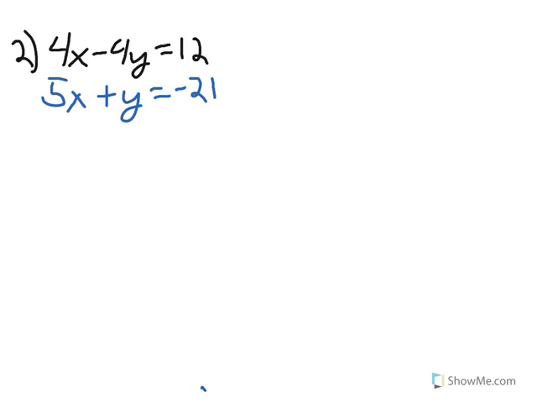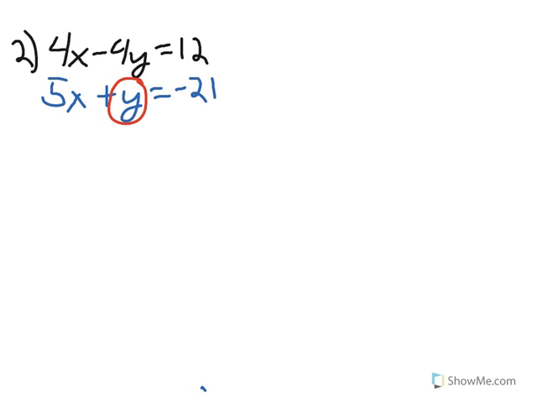So here we have example 2. 4x minus 4y equals 12. And 5x plus y equals negative 21. I want to solve using substitution, so I'm going to have to actually solve to get a variable by itself. If I look at my blue equation, y is all alone. So that's going to be a really good choice. I'm going to solve my blue equation for y, and then I can plug it into my black equation.